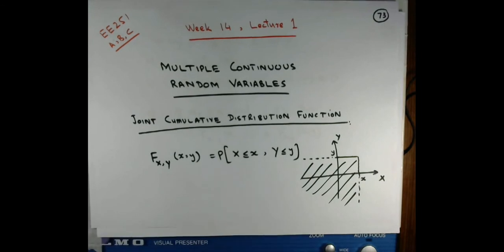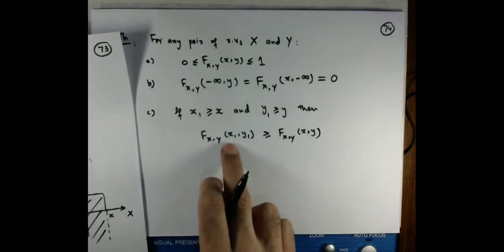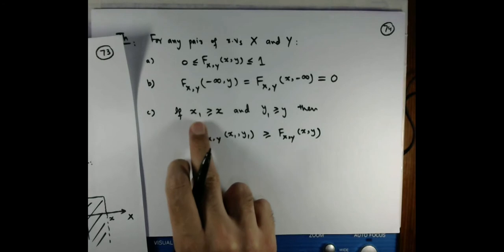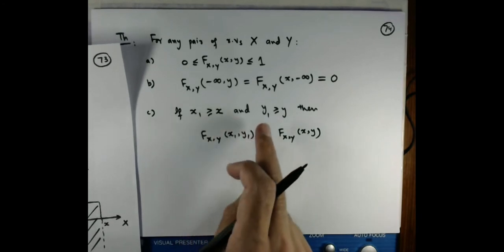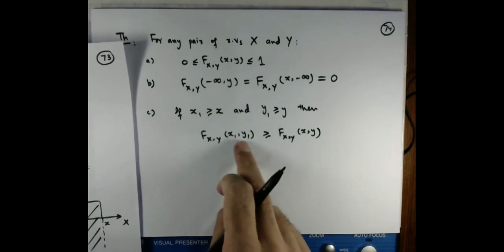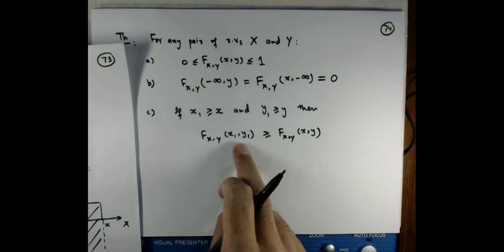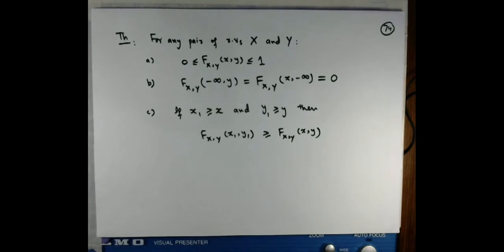So the plot of this joint CDF is an increasing function. So obviously, for any x1 greater than x and for any y1 greater than y, the CDF at these higher points should be greater than the CDF at the lower point. So this is simple now.